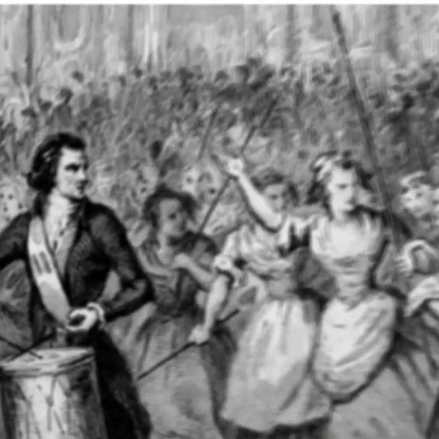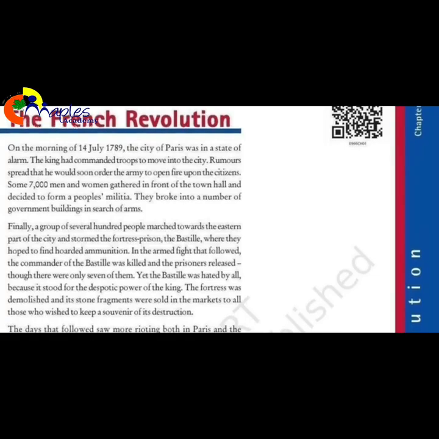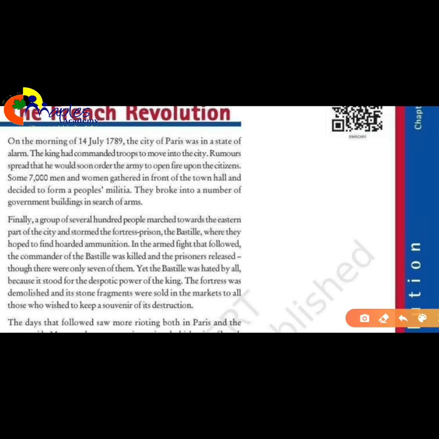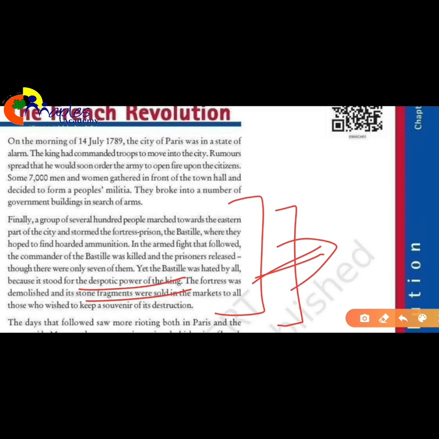The stones of that prison were also sold in the market. At the same time, they demolished the Bastille, and all its stones were sold in the market. People purchased them and kept those stones as souvenirs. This was the main incident of the French Revolution, and after that we will start the chapter. This was some flashback, you can say. Now let's start the chapter.